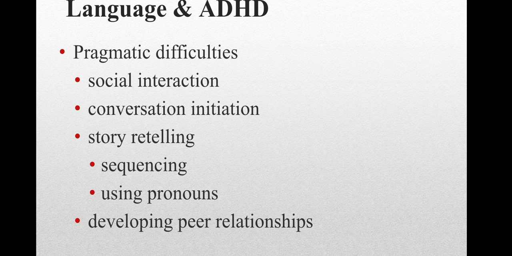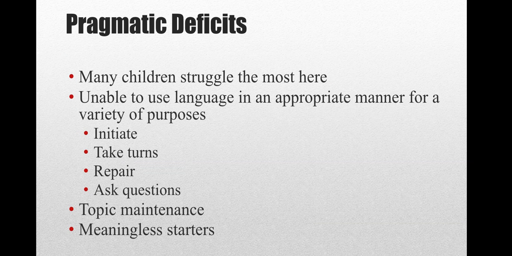They have a hard time with story retelling. They have a hard time sequencing and using pronouns, right? So these are kids who, when they retell a story, might tell the end first. They might use him, her, his before they've said who those people are. And they're going to have a hard time developing peer relationships because they'll often, again, have a hard time following conversation and being able to tell a good story. They're going to have fewer friends.